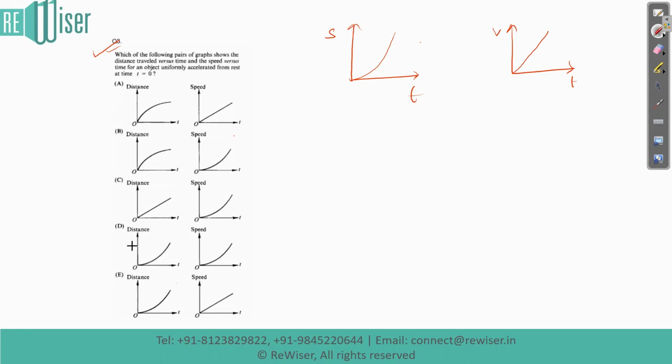So where do we find these two graphs? Here in option number E. So this is the correct answer.